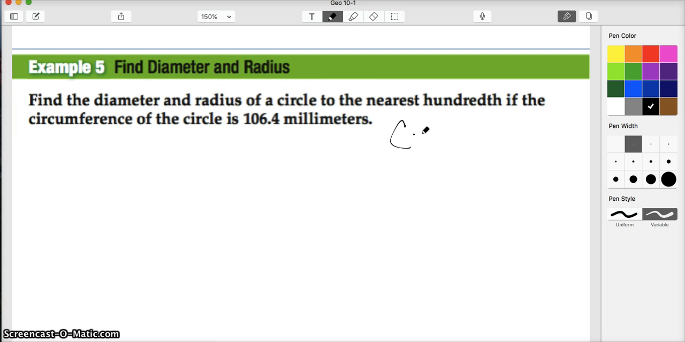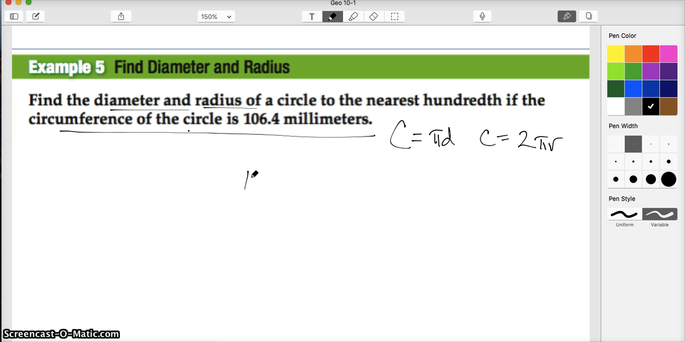Again, I'm going to write down the formula. Circumference is equal to pi times the diameter, or circumference is equal to 2 pi r, which we know to be equivalent things. Find the diameter and the radius of a circle to the nearest hundredth if the circumference of the circle is this. So they're giving us the circumference of the circle. This is not going to be the same type of problem that we had before. A little bit more engaged. Instead of getting the diameter or the radius and finding the circumference, we've been given the circumference and we need to find the diameter and the radius.